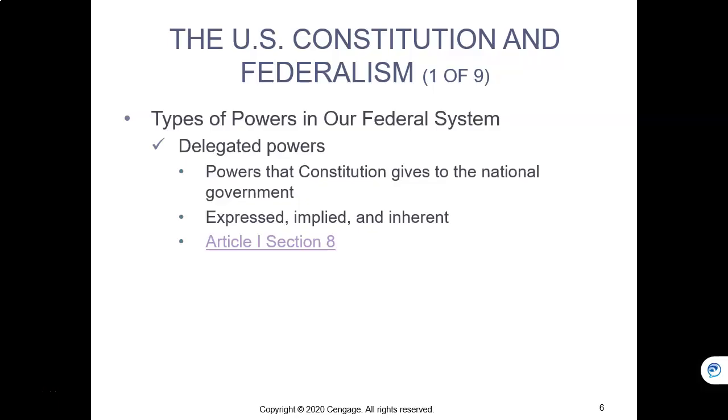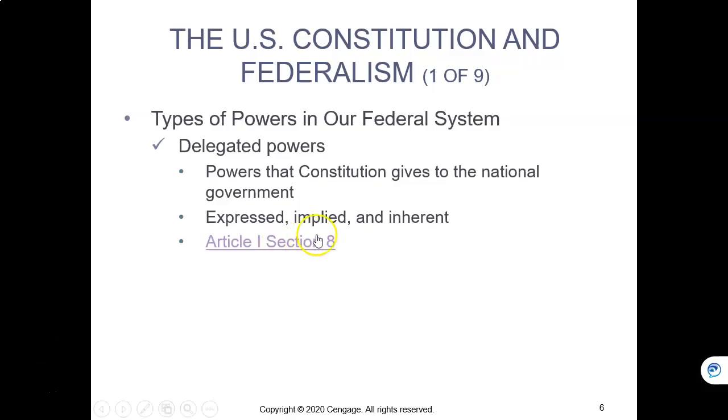So let's just talk about the types of power in our federalist system. We're going to start with delegated powers. In this instance, when we're talking about delegated powers, we are talking about powers that are given to the United States government. Now, this is a Texas government class, but we have to get really straight in our minds what are federal powers and what are state powers.